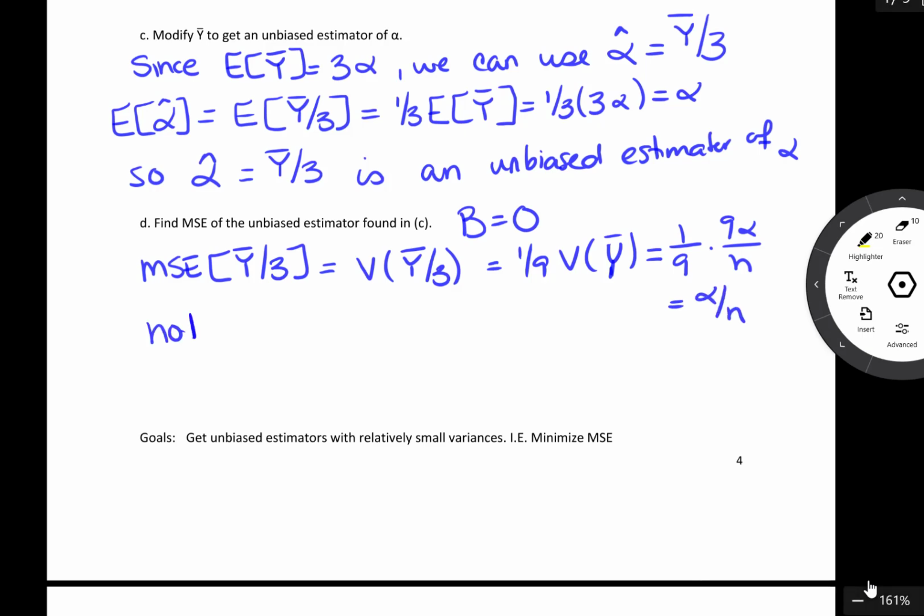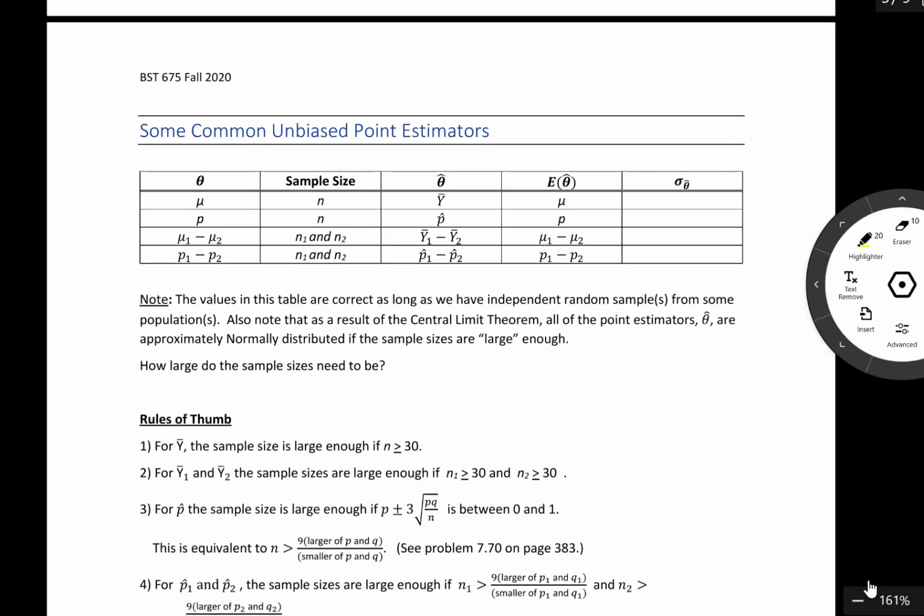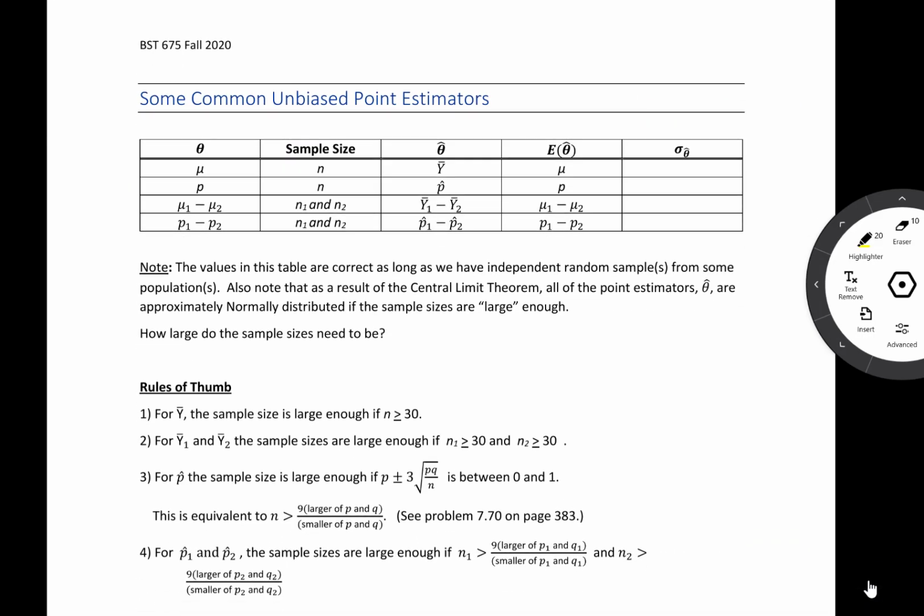So notice here that alpha divided by n is less than the MSE of y bar, which we found up above. So we have an estimator which is unbiased and also has a smaller MSE than our original estimator. So our goal is to get unbiased estimators with relatively small variances. In other words, we want to minimize the MSE. So let's look at some common point estimators. So these are ones that you have probably seen before.